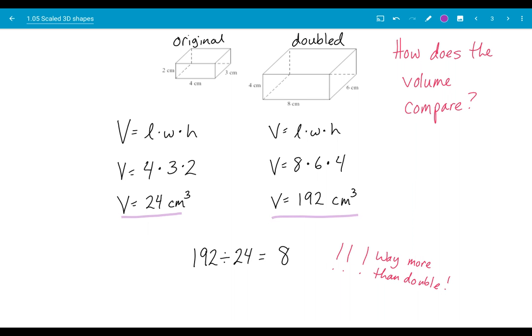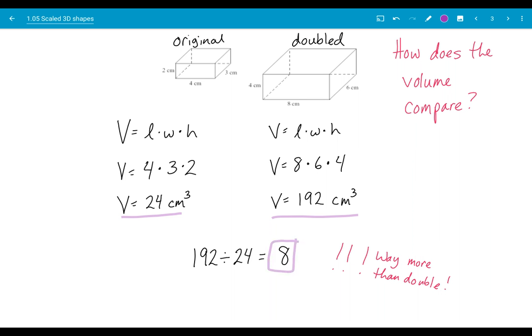So remember, we doubled each of the dimensions. We doubled the length, we doubled the width, and we doubled the height. Now, that's way more than double. So if you thought that doubling the length, width, and height would get us a shape twice as big, you're actually completely wrong. It's 8 times larger. 8.